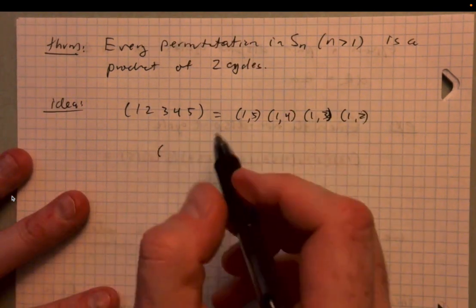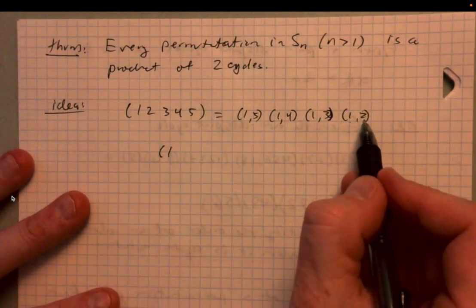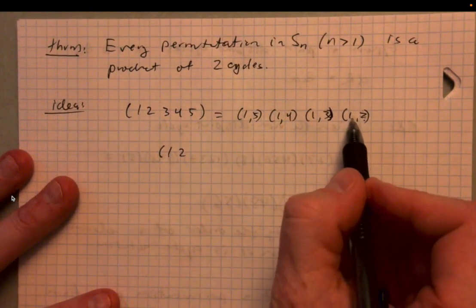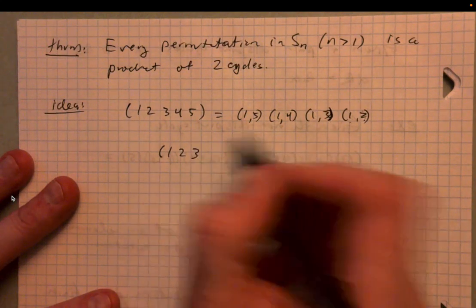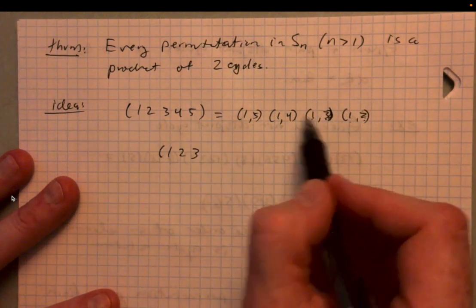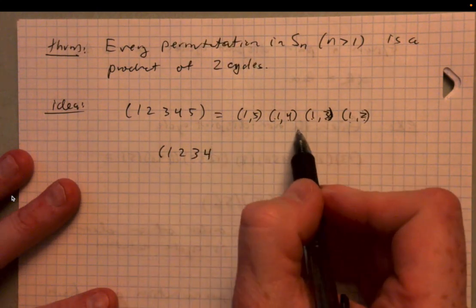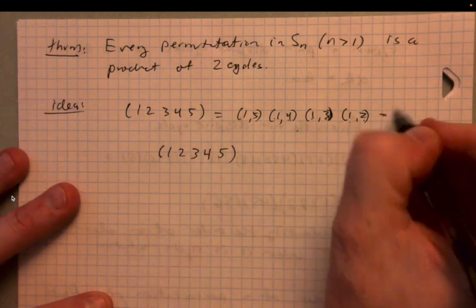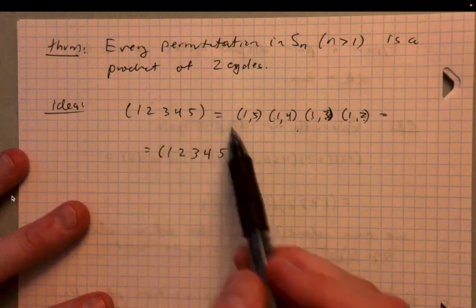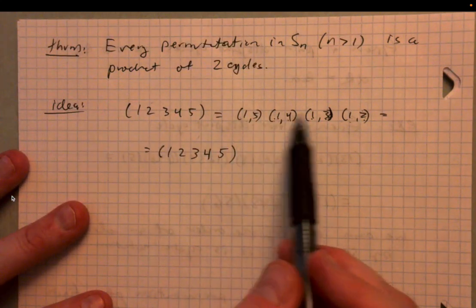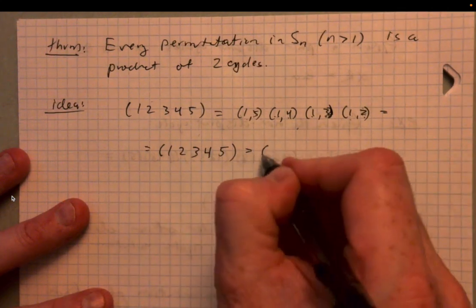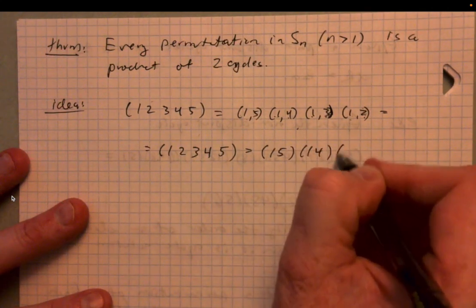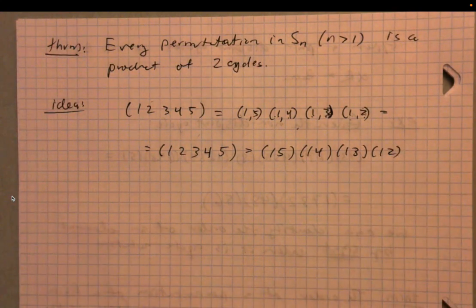Well, let's see here. So if I start with 1, 1 goes to 2, okay? What happens to 2? 2 goes to 1, 1 goes to 3. What happens with 3? 3 goes to 1, 1 goes to 4. Okay, what happens with 4? 4 goes to 1, 1 goes to 5. It's true. Right? So in this case, 1, 2, 3, 4, 5, the permutation can be written as a product of 4 2 cycles. So without the commas, you'd write this 1, 5, 1, 4, 1, 3, 1, 2. Turns out there are other 4 cycles which can be used as well.